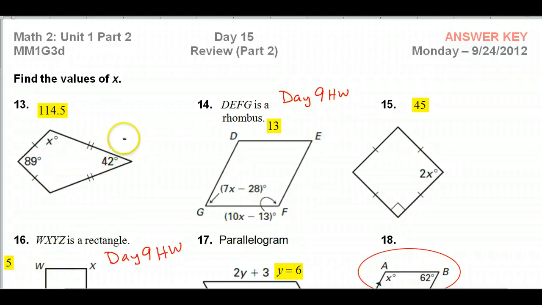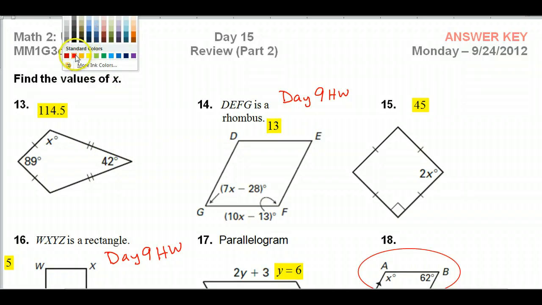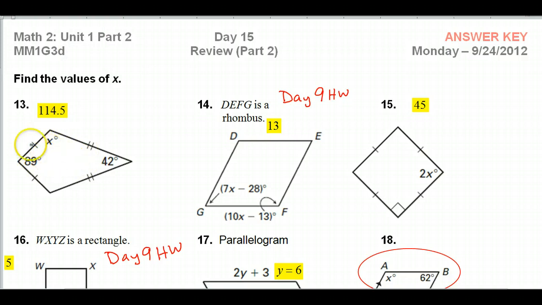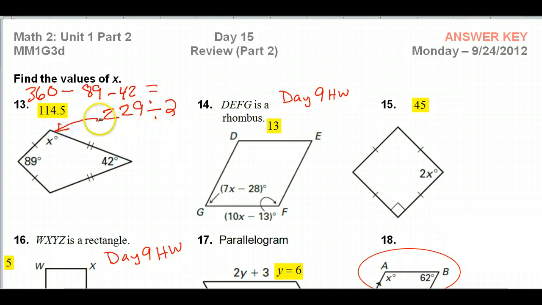I'm just going to review it real quick. Looking at number 13, the idea was for a kite, you have to use the fact that the total is 360. So if you did 360 degrees minus the 89 minus the 42, what did that give us again? 229 or something? Yes, that gave you 229. And then we had to split that up because it went for two separate angles. So if you divided that by 2, that's how we got 114.5.